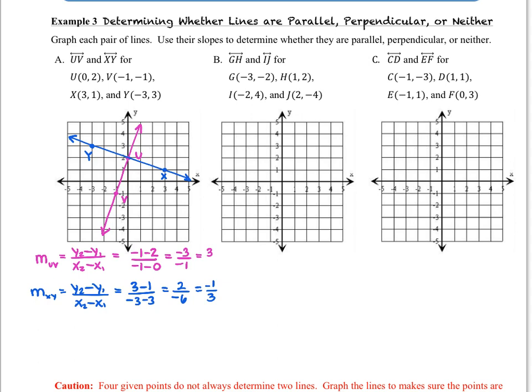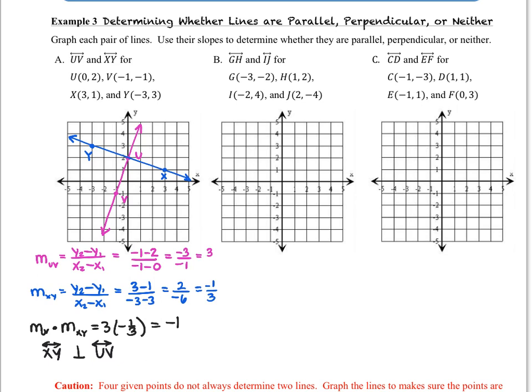In this case, we see that if we multiply the slope of UV by the slope of line XY, we're multiplying 3 times -1/3, which results in -1. So that means we have proven that line XY is perpendicular to line UV.